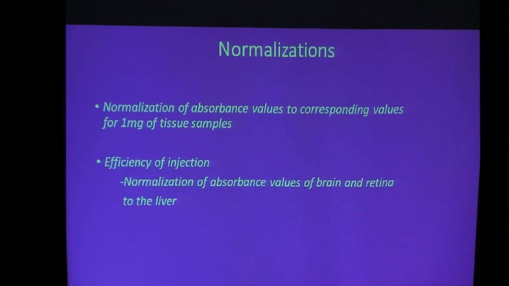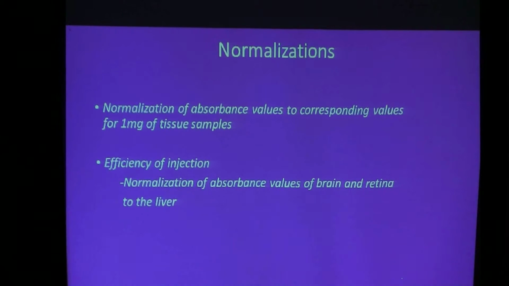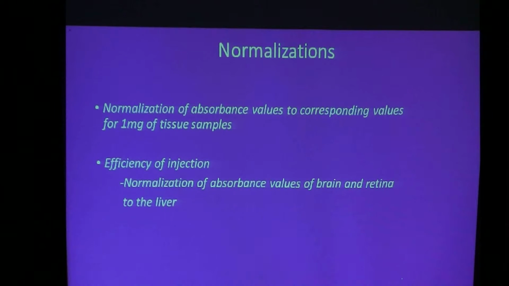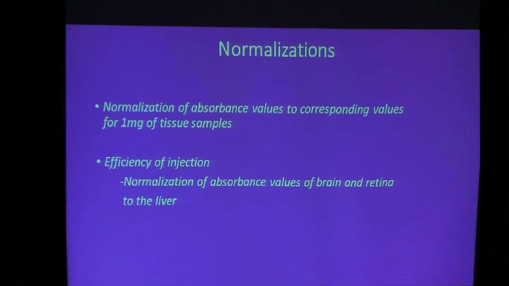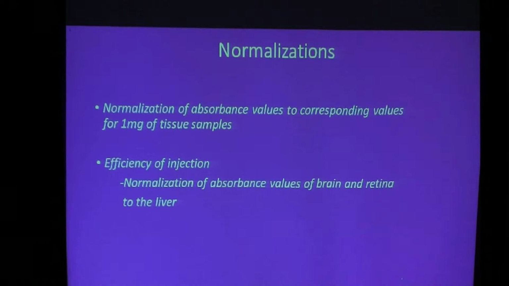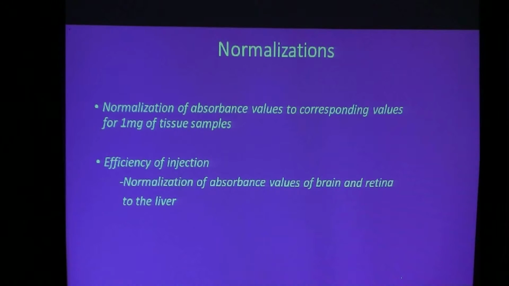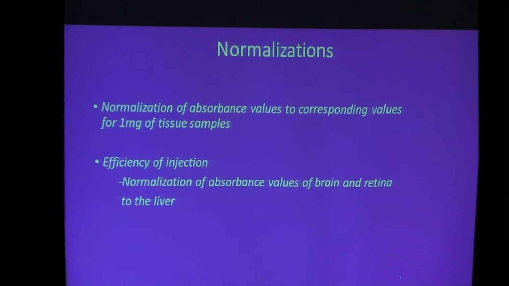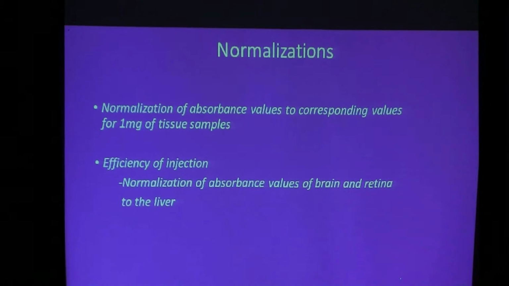Then, as we wanted to rule out the effect of weight on Evans blue dye penetration and blood-brain barrier and blood-retinal barrier permeability, we normalized all our data to 1 milligram of tissue samples. Then, as we wanted to rule out the effect of injection efficiency, which is both internal and external, we normalized all the absorbance values for the brain and the retina to the liver of the same mouse, because the liver has a really high circulation of blood, so we decided that is the best way.